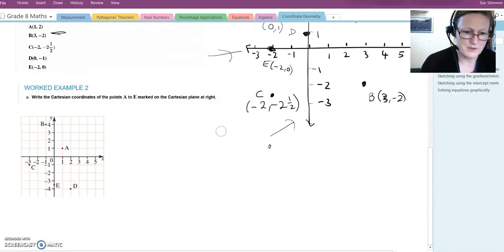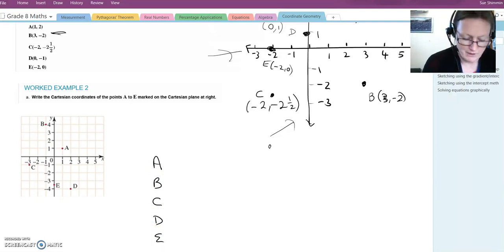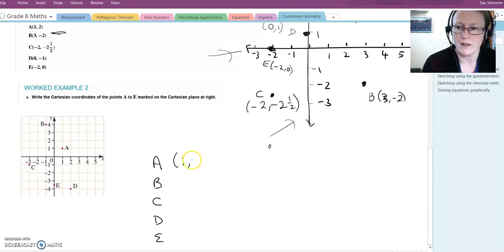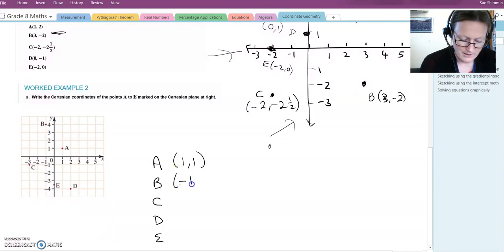If we look at this next worked example, write the coordinates of the points. So let's write the points down: A, B, C, D, and E. Let's look at point A. What's the value of x? The value of x for point A is 1. The value of y for point A is also 1. So we have written the Cartesian coordinates for point A. Let's look at point B. What's the value of x? The value of x is -1. And the value of y is 4.